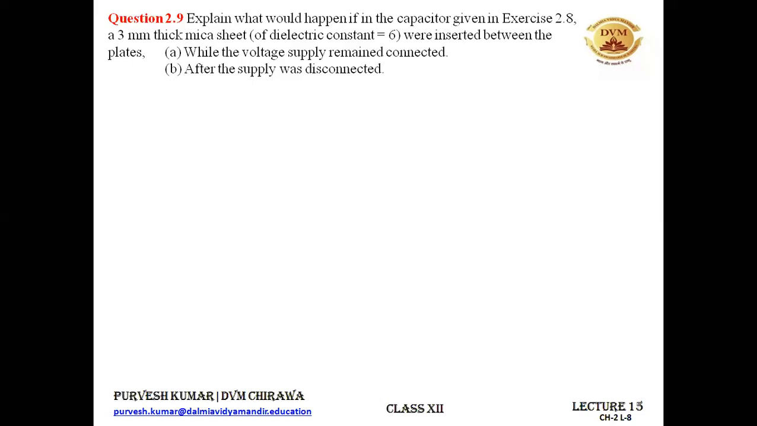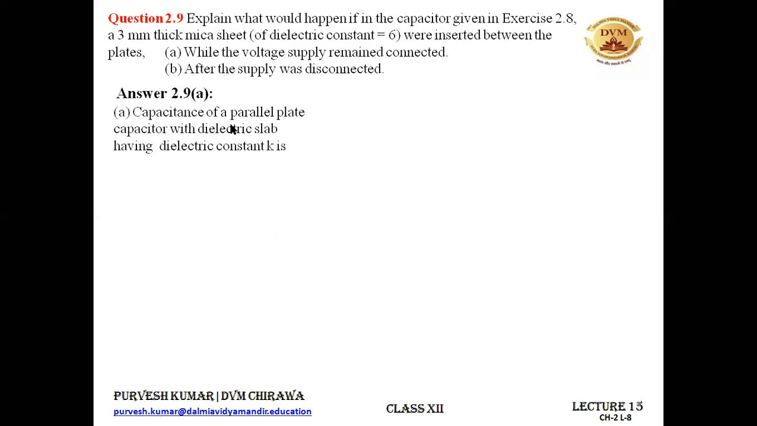So we can insert the dielectric slab in two ways. One, when the battery is still connected and we are inserting it. And second, we have charged the capacitor with the supply voltage, then removed the voltage, and then we insert the dielectric slab. All right. So we need to do both, and it is really very important to understand this. The capacitance of a parallel plate capacitor with a dielectric slab having dielectric constant K is C is equal to K epsilon naught A by D. All right. We know this.